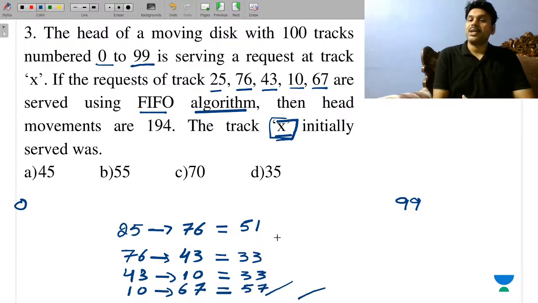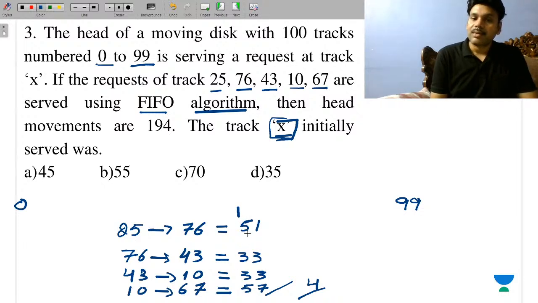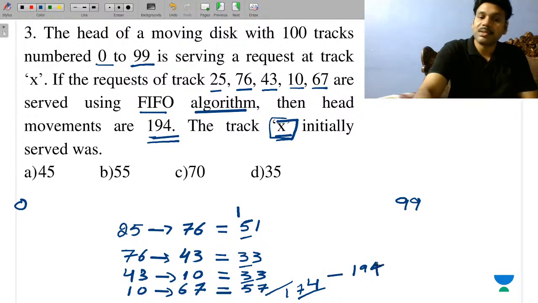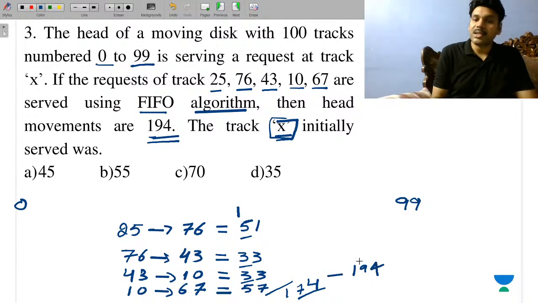Now finally, if you understand, it is a 4 here, and 6 plus 336 and 511, 174. So he said that total head movements are 194. So the difference we want to see is 194 minus this, then we got 20 as the difference. That means we want to see that we need to get 20.